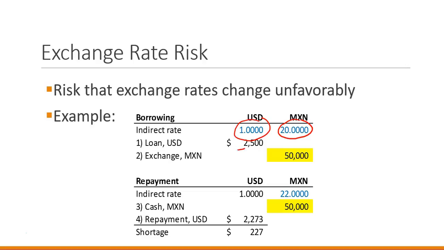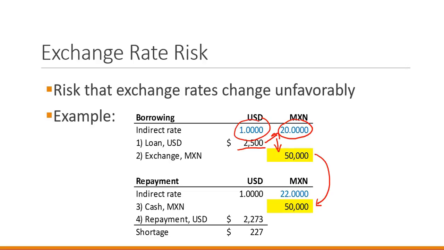So the company takes out a loan in dollars, $2,500, which is going to need to be paid back in dollars at some point in the future. Now, based on the exchange rate of 20 to 1, the company converts $2,500 into 50,000 Mexican pesos. The company uses the pesos for whatever investment project they have, and then the loan comes due. So what the company will do is obtain 50,000 Mexican pesos. They need to convert that to dollars.